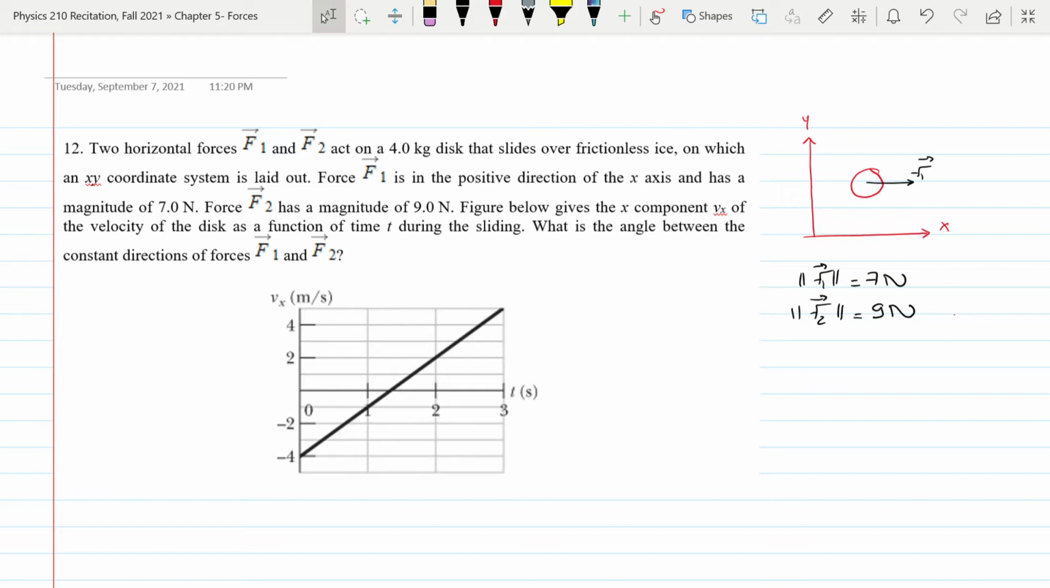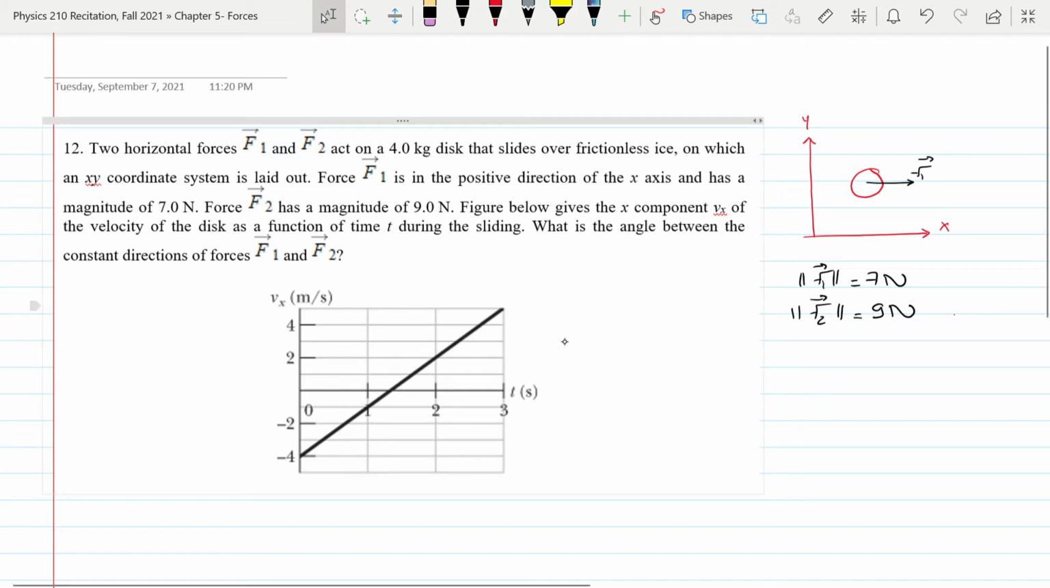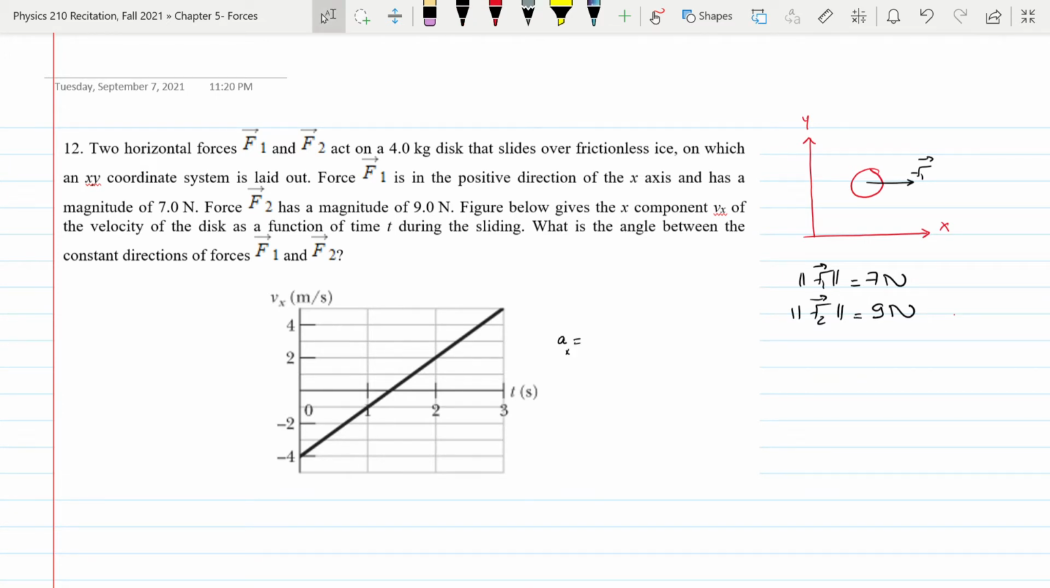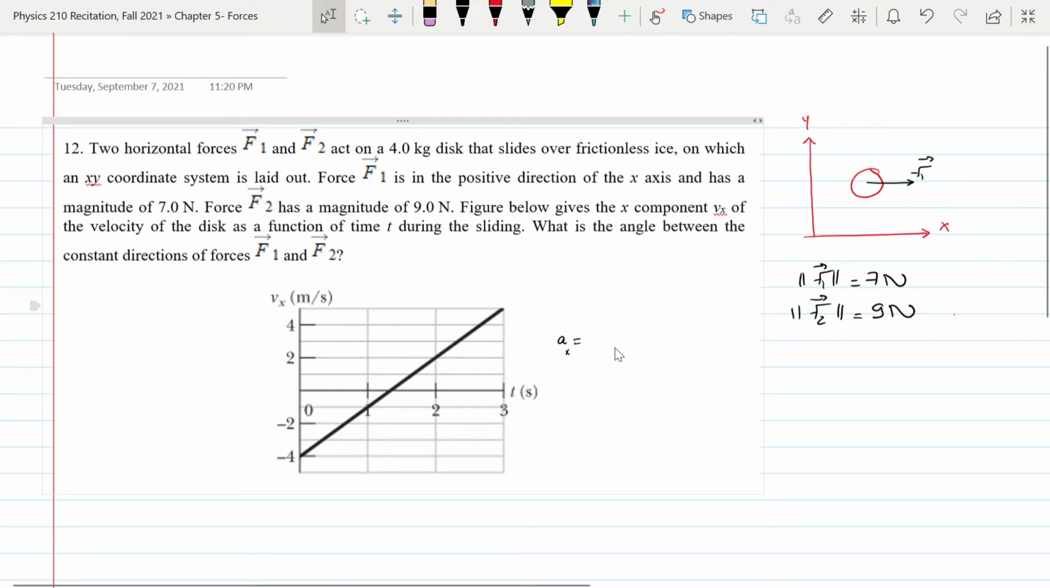So first of all, from this graph of the x component of the velocity versus time, the first thing we can deduce is the acceleration. We can see that the velocity is a straight line increasing linearly with time. So the acceleration can be found from the slope. And this acceleration will be the x component of the acceleration, not the total acceleration of our disk, since the graph is for the x component of the velocity. So this is going to be equal to the slope, which we can calculate from this graph.